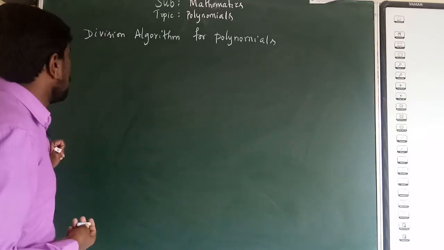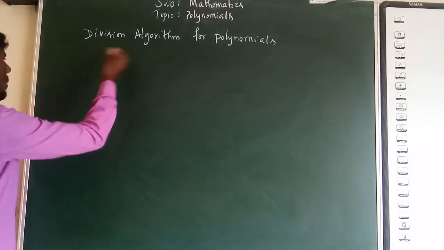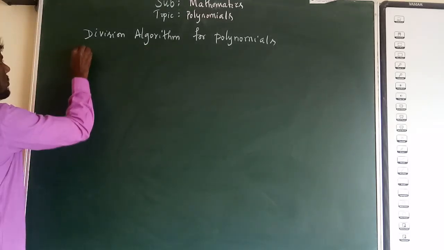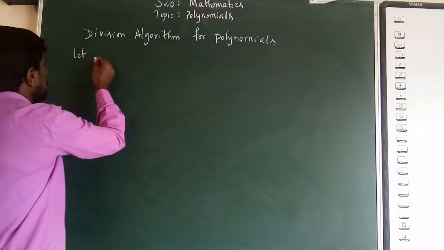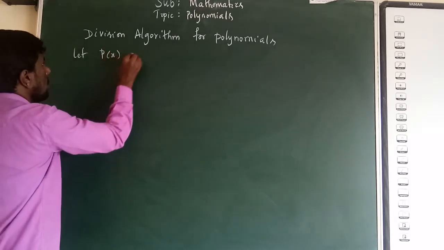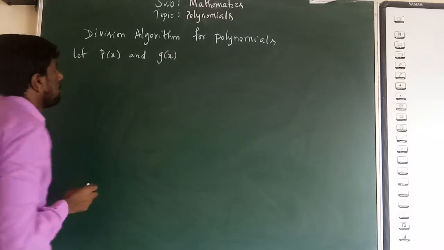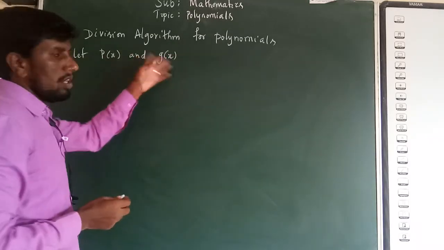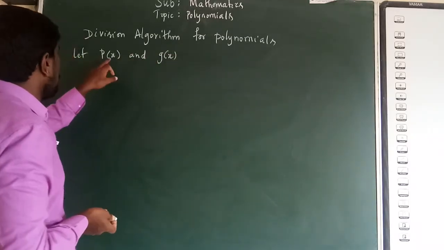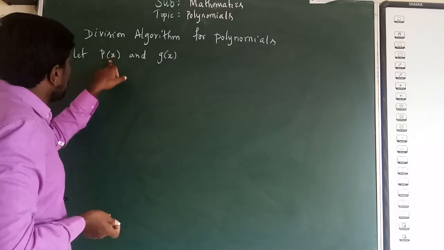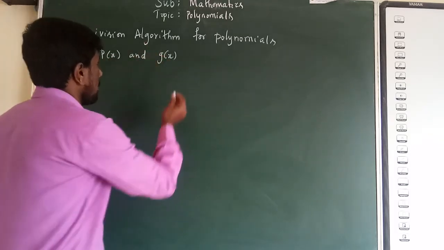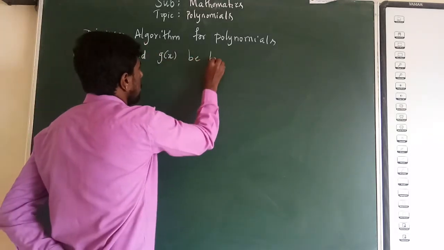Okay. So now let us take two general polynomials and define this division algorithm. I'll be taking p of x and g of x as two polynomials. I'm going to divide this p of x by the polynomial g of x.